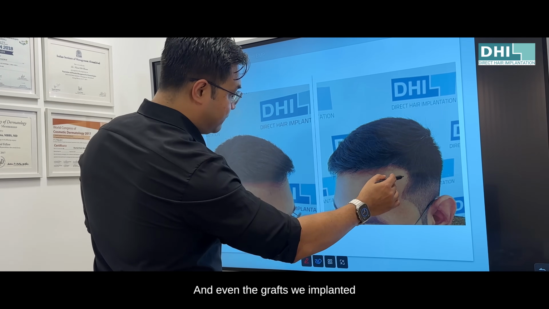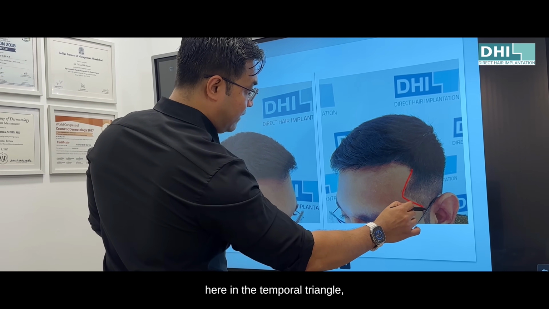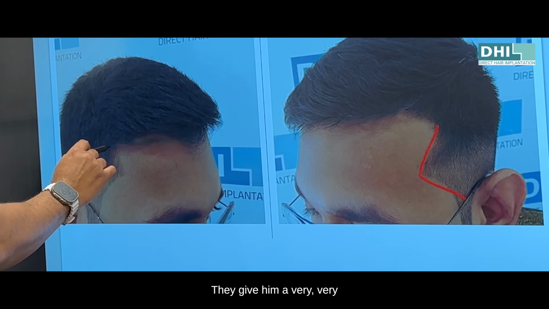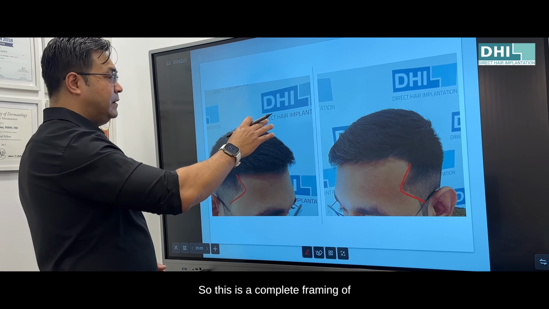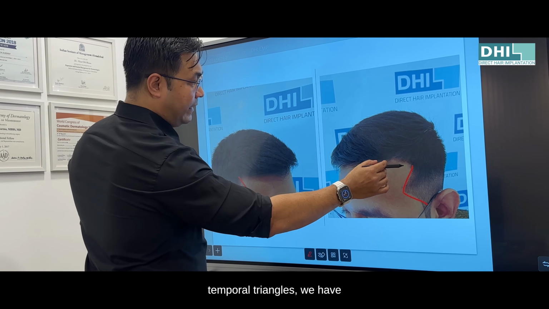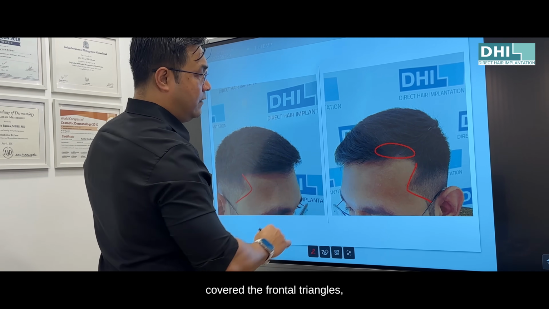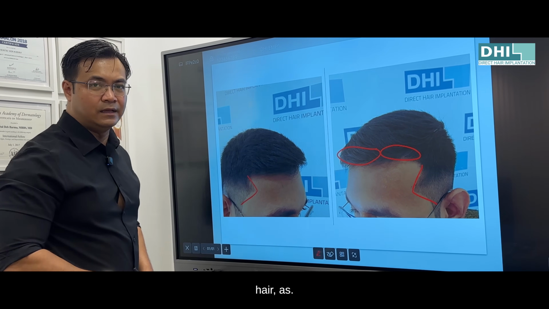And even the grafts we implanted here in the temporal triangle, they give him a very beautiful shape. So this is a complete framing of the face where we have done the temporal triangles, we have covered the frontal triangles, and of course we have given him density in between his existing hair as well.